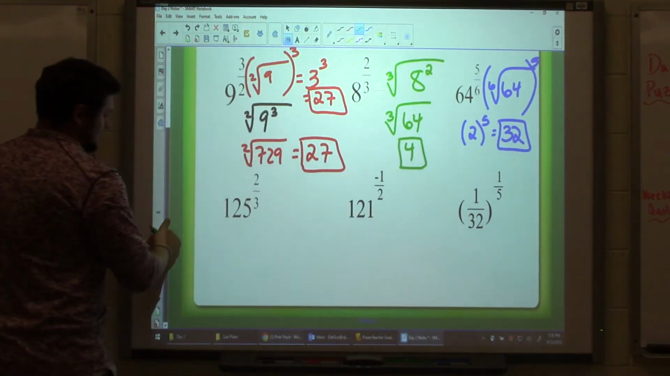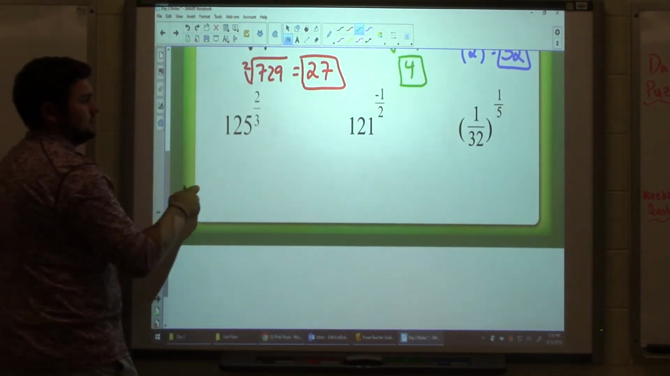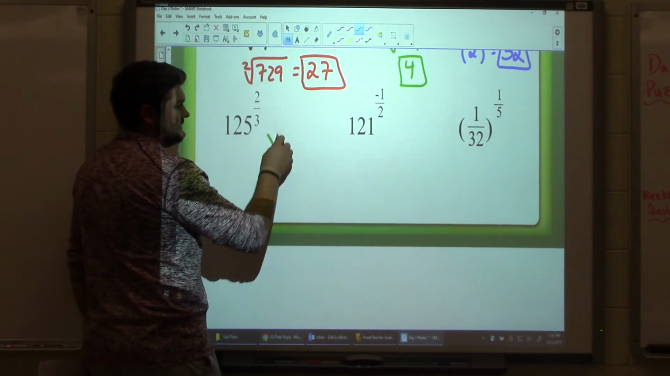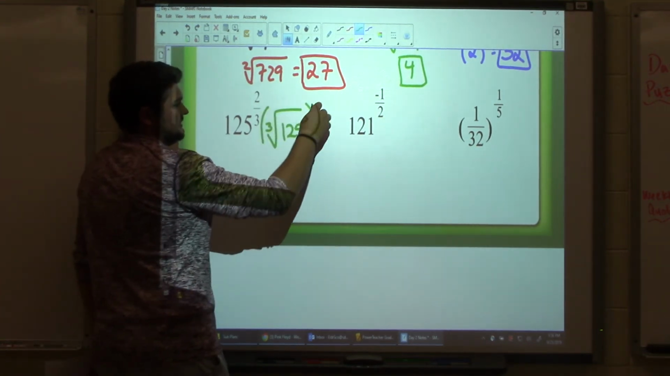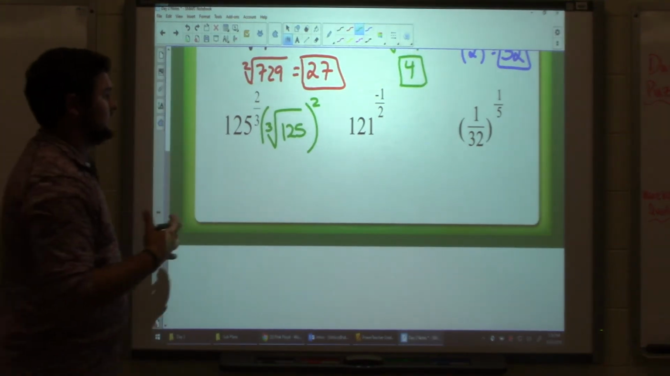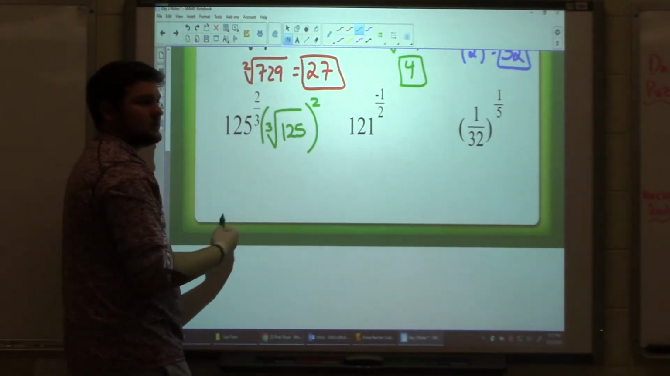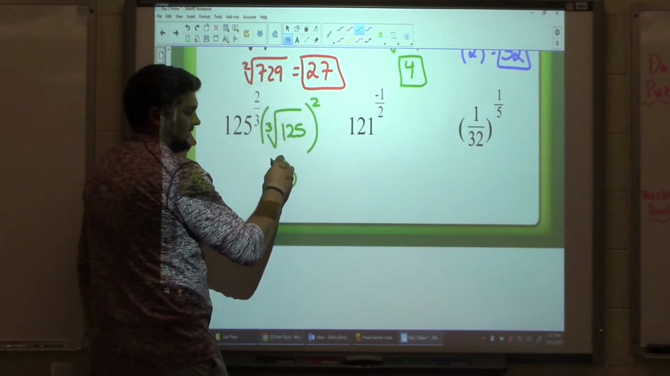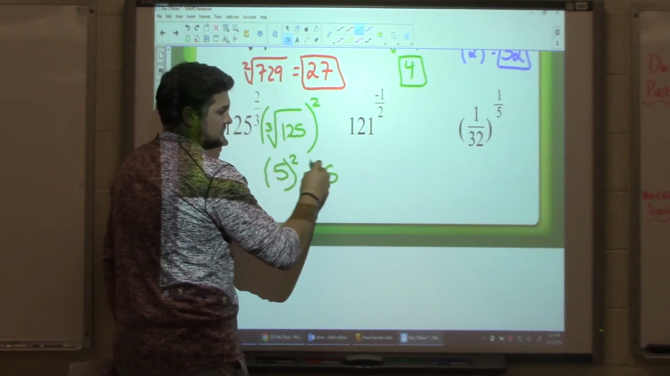Alright. 3 more, we're done. 125 to the 2/3 power. So, cube root 125, all of it squared. I'm going to write it that second way I taught you. So, cube root of 125. What to the 3rd power is 125? That would be 5 squared. Well, that's going to equal 25.